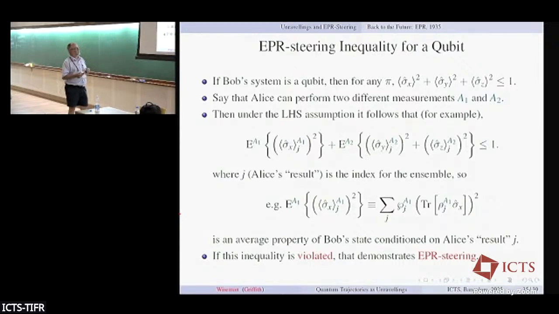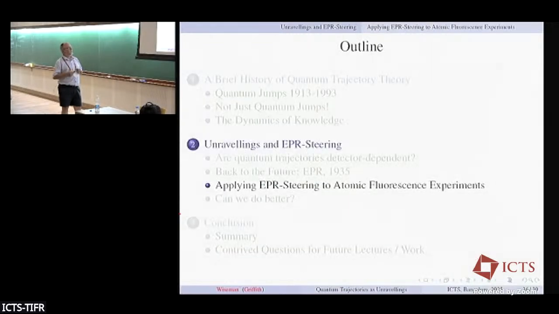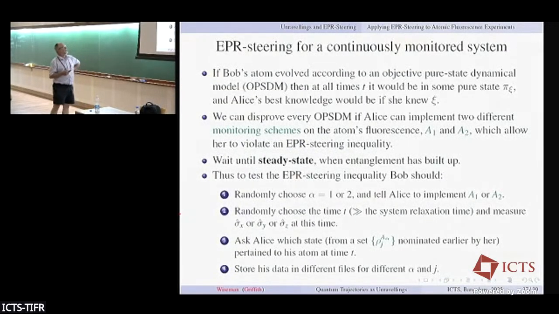So as I said, that's just an example of an EPR steering inequality, but we'll see why I chose this particular one to present in a minute. Yes, we'll see how it's relevant when we apply this to the open quantum system idea. So basically, as I said, if there is an objective pure state dynamical model, then the local hidden state assumption is true for Bob. There really is some pure state there for Bob.